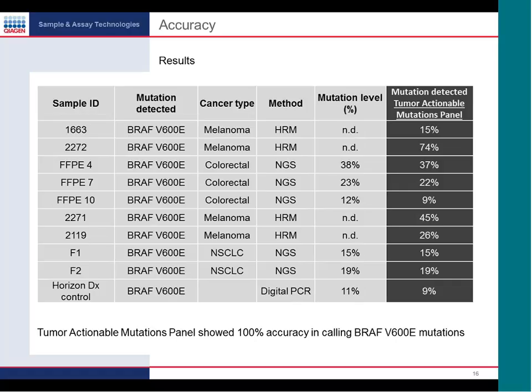And ideally, you should do this for each and every mutation which you are going to report at the end of your experiment. This is just a representative example for BRAF V600E, but you are supposed to do it for each and every mutation which you want to report at the end.